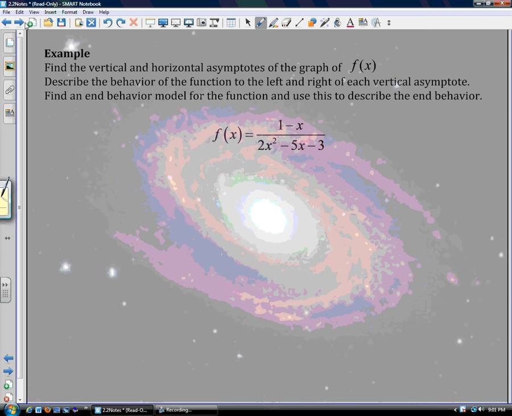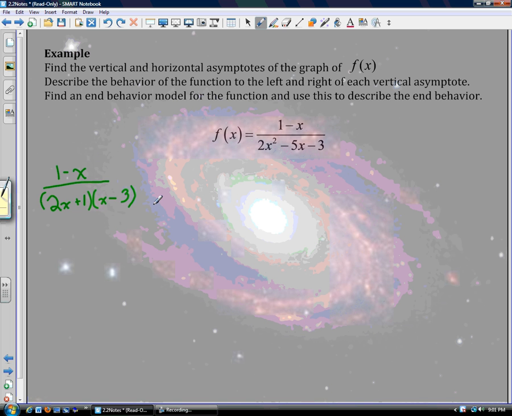Okay, let's do some examples that apply everything we were just talking about. So first of all, it says, find the vertical and horizontal asymptotes of the graph. Well, we need to factor the denominator. So I'll just rewrite the numerator, and I'll factor the denominator. We get 2x, we get x, and in order to get 5, that outside would be 6, and then this would be 1, so we get negative 6 plus 1 is our negative 5x.